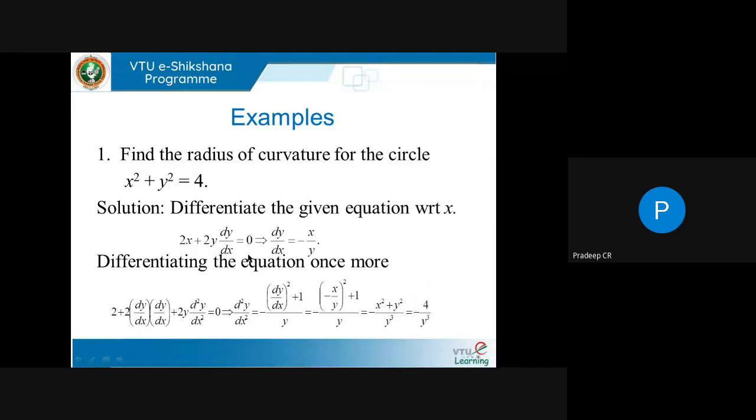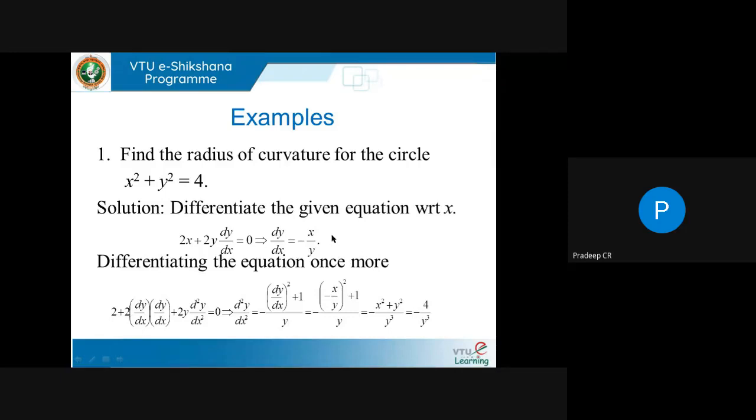So what are we doing? Dy by dx for this circle, x square plus y square equal to 4, at any point, is minus x by y. And at the same point, d square y by dx square is minus 4 by y cube. This is standard differentiation, class 11 differentiation. There's nothing else in this. Now, plug in these two things.